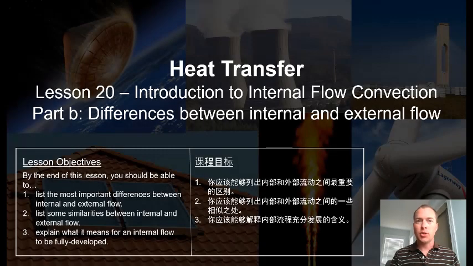This is the second part of the 20th lesson in heat transfer. In the 20th lesson, we have been discussing internal flow convection heat transfer. In the first part of the lesson, we looked at an example of a system that involves internal flow convection heat transfer. That system is the parabolic trough solar concentrating collector.